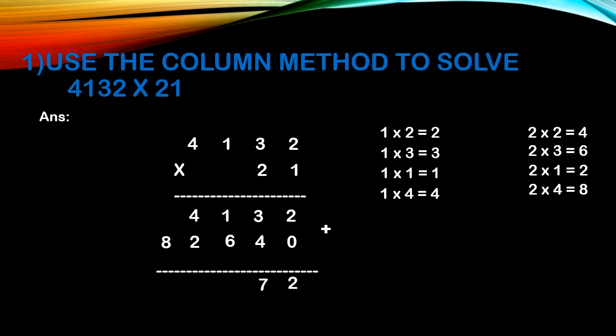So 2 plus 0, 2, 3 plus 4, 7, 1 plus 6, 7, then 4 plus 2, 6, then 8. So this is the answer. So 4132 into 21 is equal to 86,772.